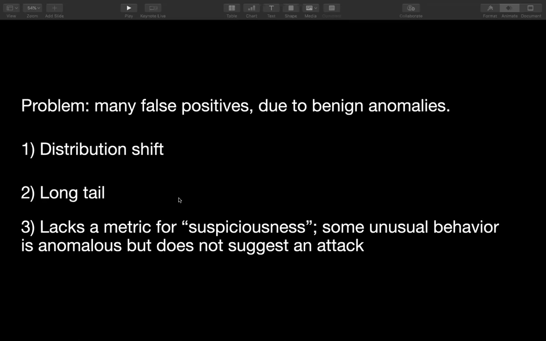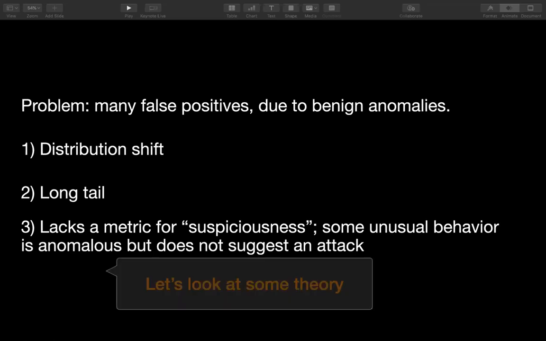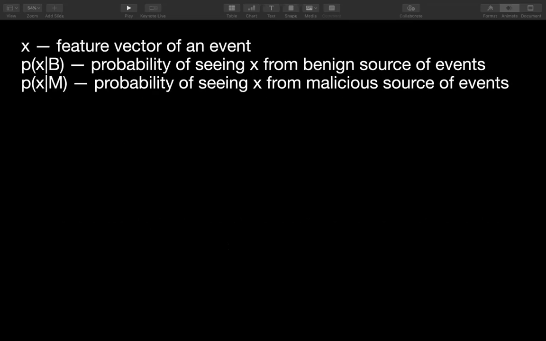Okay, so let's dive into each one of these. And I want to start by diving into the third one and look at a little bit of theory that's going to help us understand this, or give one way of thinking about this that I find helpful. Remember the setup. We've got an event represented by a feature vector X. Every event comes from either a benign source or a malicious source. So that gives us two data distributions here: the conditional distribution on X given that it was benign, and the conditional distribution on X given that it was malicious.